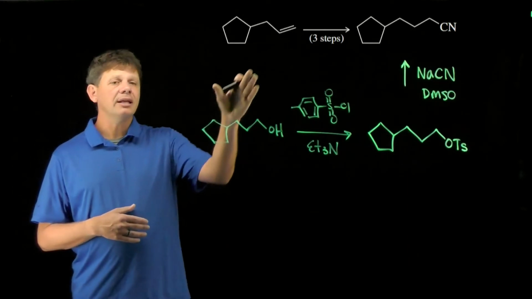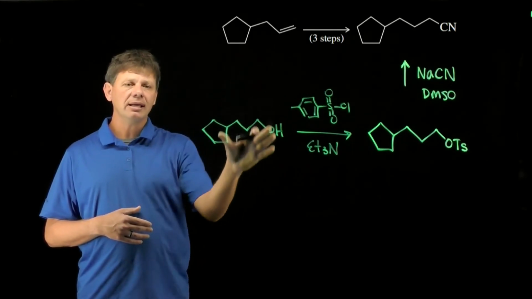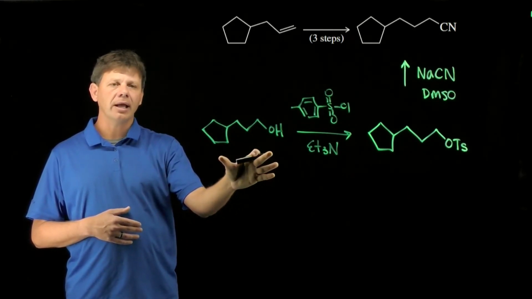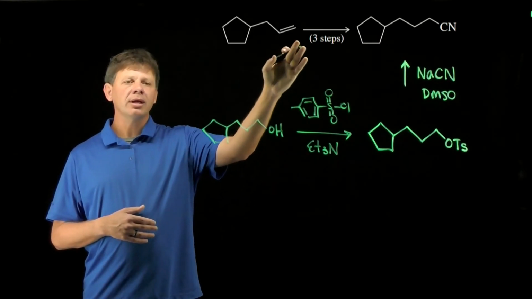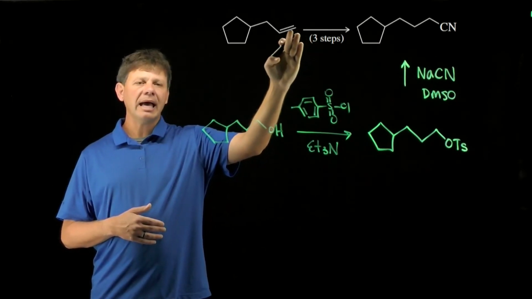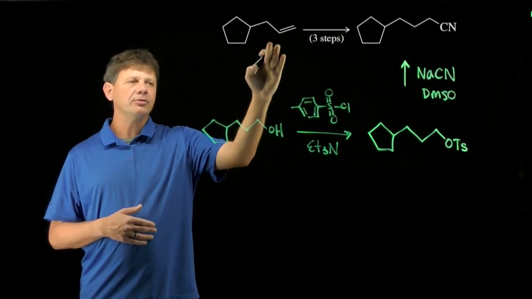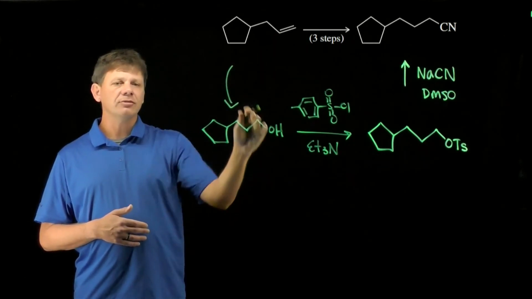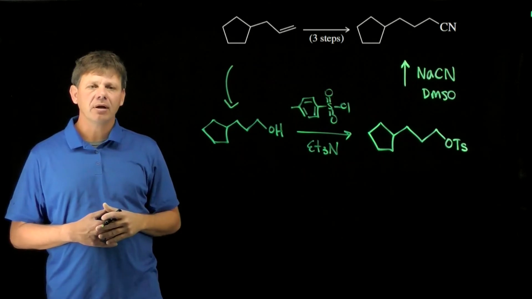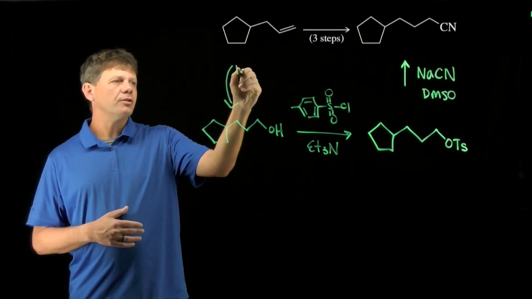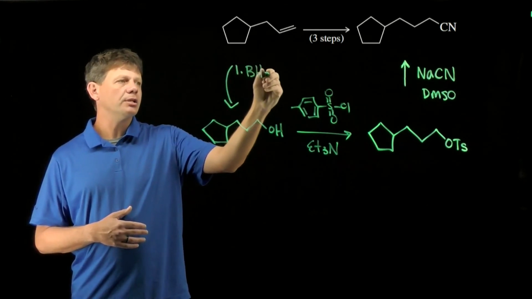All that remains then is how do we get this alkene to become this primary alcohol. For that, we note that the alkene, we're going to be adding the hydroxyl group at the less substituted carbon. That is, we're going to be making the anti-Markovnikov alcohol. And so the conditions for that are going to be hydroboration oxidation.